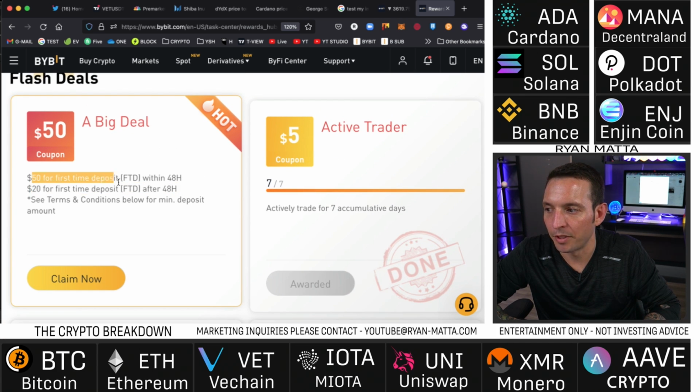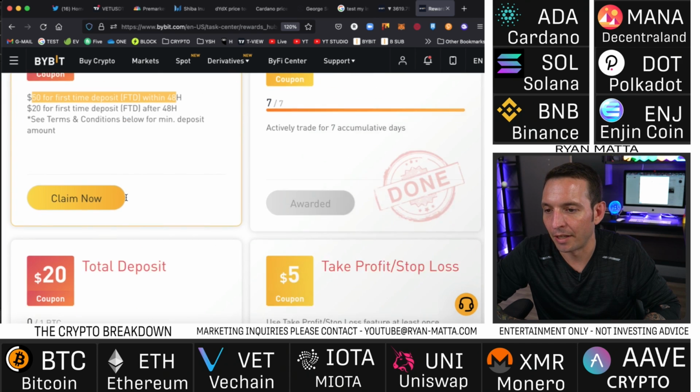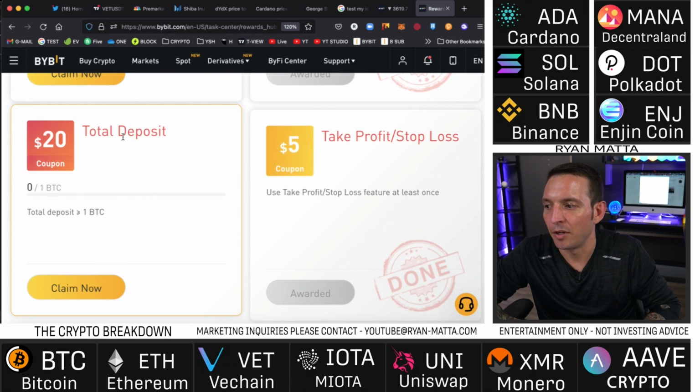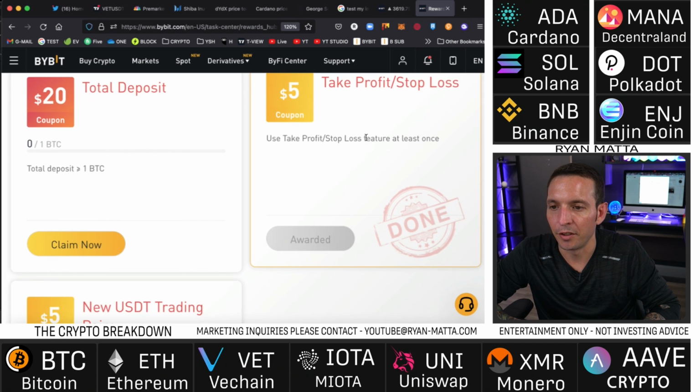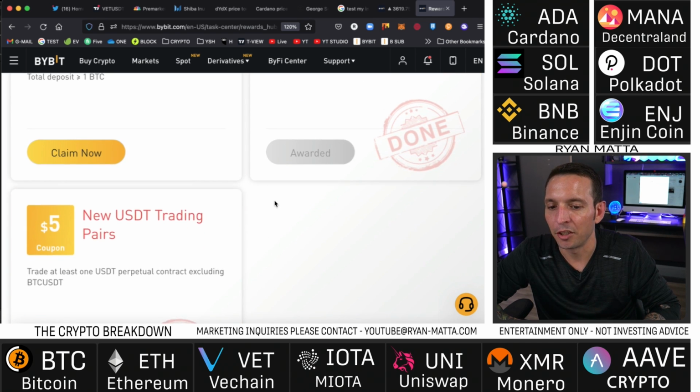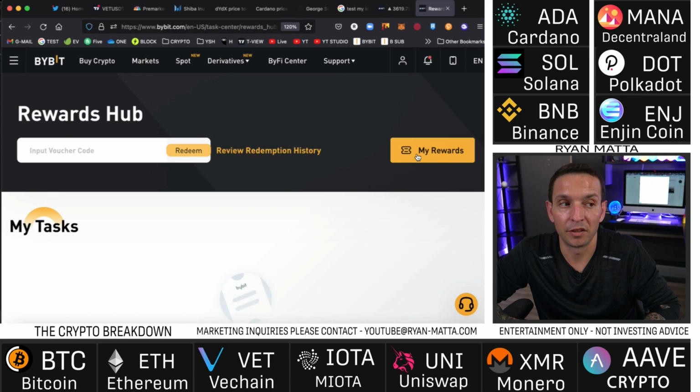If you deposit money within the first 48 hours, they're going to give you up to a $50 first time deposit bonus. If you deposit 1 Bitcoin, they're going to give you 20. If you use a take profit stop loss, make sure you're always checking over here because there are tons of great rewards.